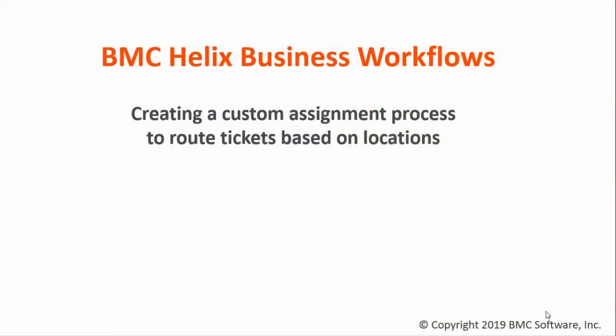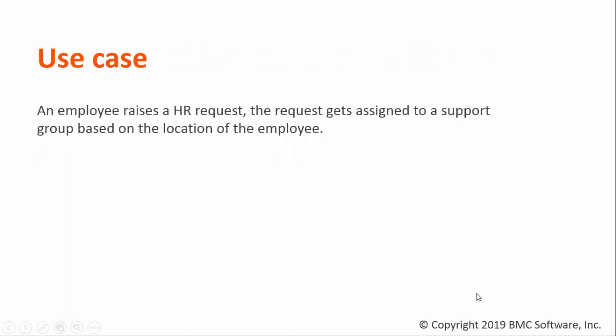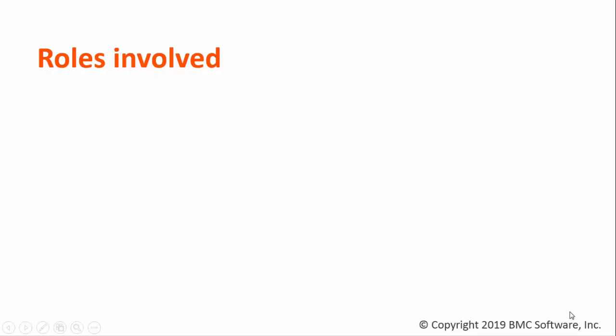In this video, I am going to demonstrate how to create a custom assignment process to route tickets based on locations. For the purpose of this video, let us take a use case that when an HR request is raised, we need to assign the request to a support group based on the location of the requester. For example, if a request is raised from an employee in India, the request must be assigned to the India HR support group. To create a custom assignment process, the role involved is a case business analyst.